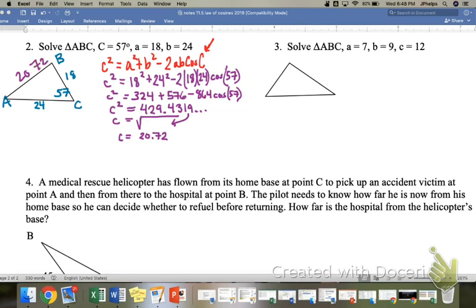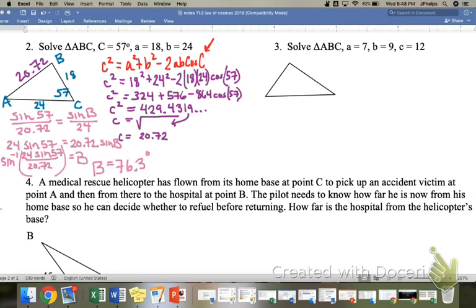That's across from angle 57, which means we can now use the law of sines to find either of the other two angles, either angle A or angle B. I'm just going to go ahead and do angle B. You can do whichever one you want to use. When we set this up, we've got sine of 57 over 20.72 is equal to sine of angle B over 24. Now we cross multiply and simplify. And angle B comes out to 76.3.